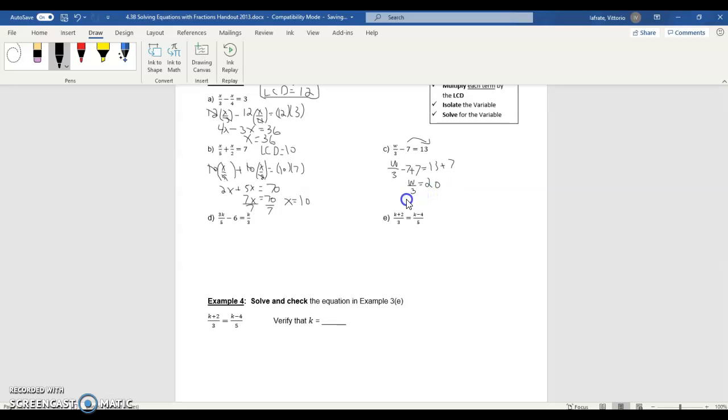So we'll multiply everything by 3, so we'll get 3 times w over 3 is equal to 20 times 3. And so the 3 and 3 cancel out here. And so we get w is equal to 20 times 3, which is 60.